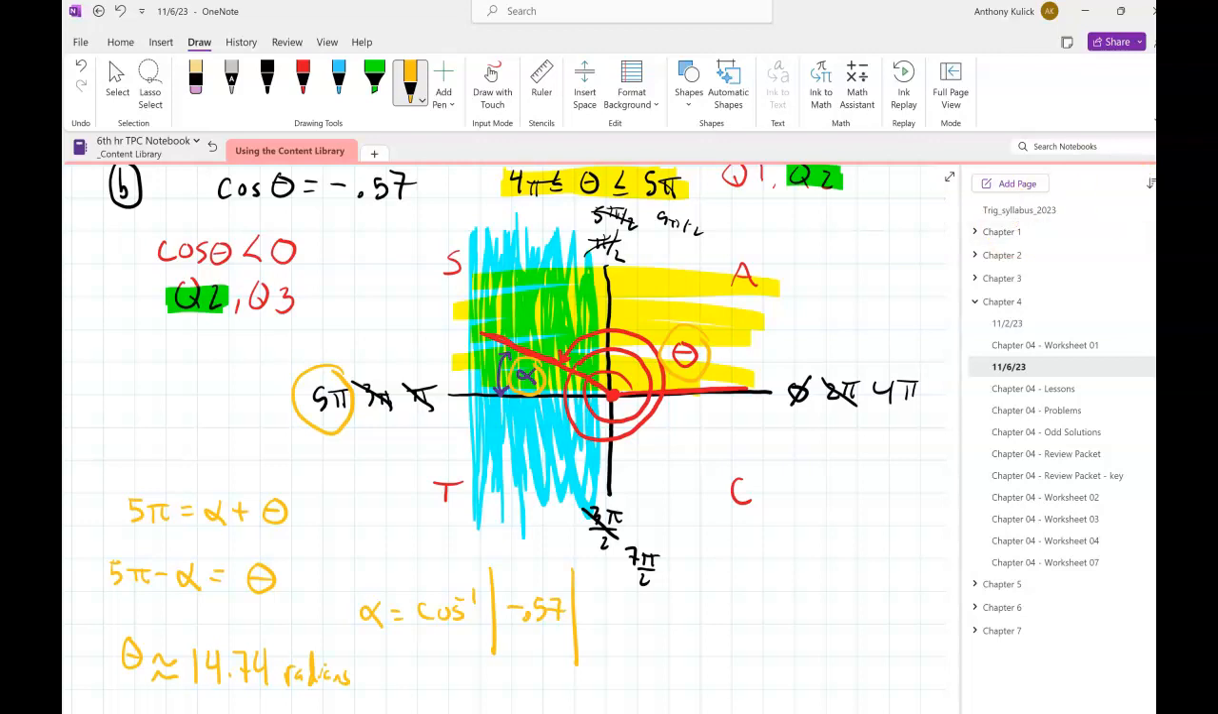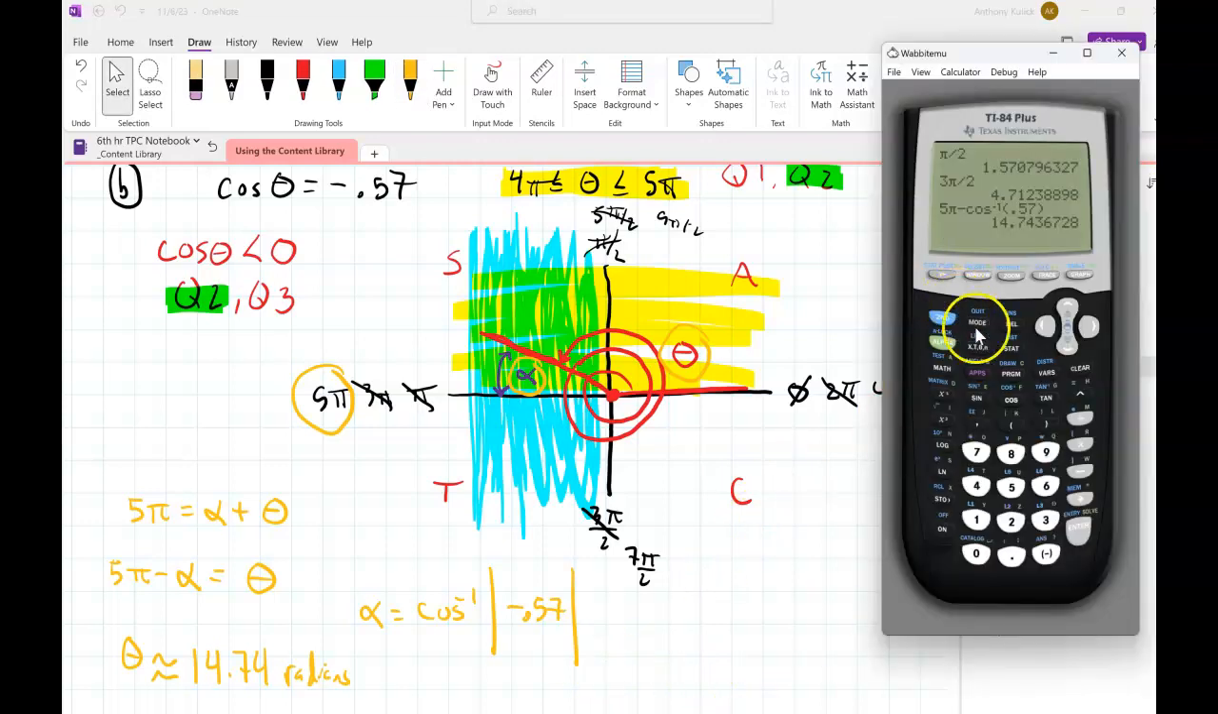Let's check that, though. So if I do cosine of that angle, I do get negative 0.57. Wonderful. And then if I take 4 pi, well, 14.74 is definitely bigger than that. And if I look at 5 pi, 15.7 is definitely bigger than the 14.7. So we're good.